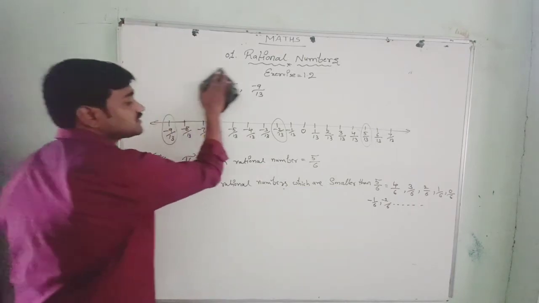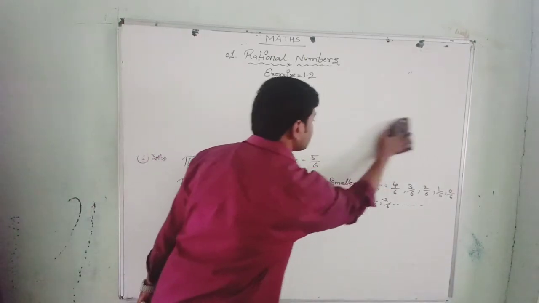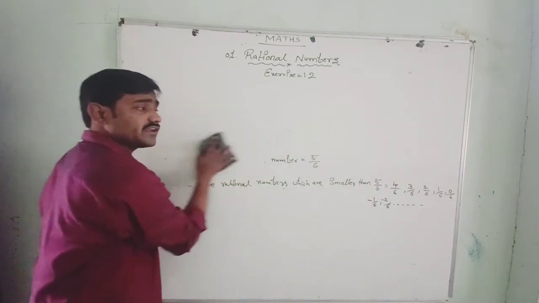See, 5 by 6 is a positive rational number. We can also write negative rational numbers. So in this way we can write infinitely many.